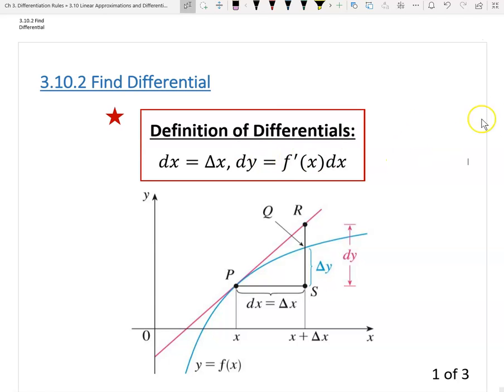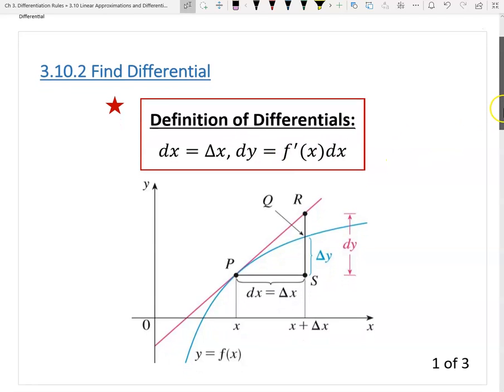Okay, we can see here is the definition. And we have two differentials. The first differential is called the differential of x. Can you see the definition? dx is the differential, defined by the increment of x, delta x. Increment means the change in x, and we define it as the differential for x.